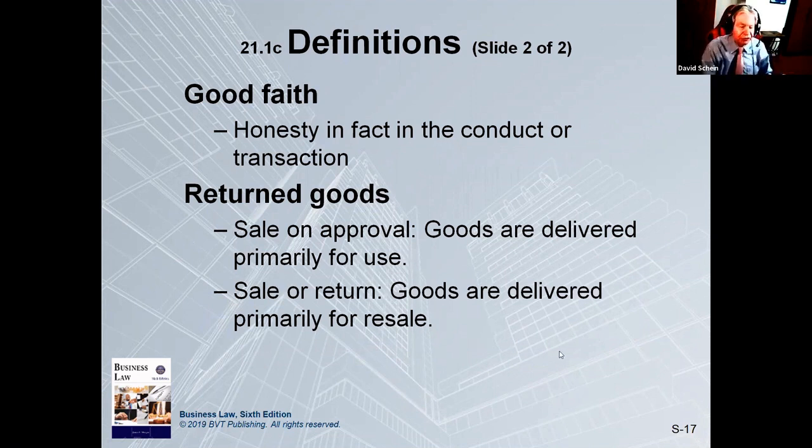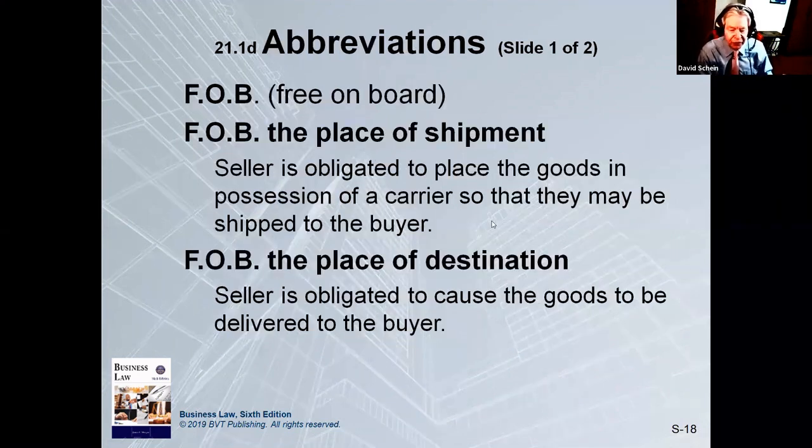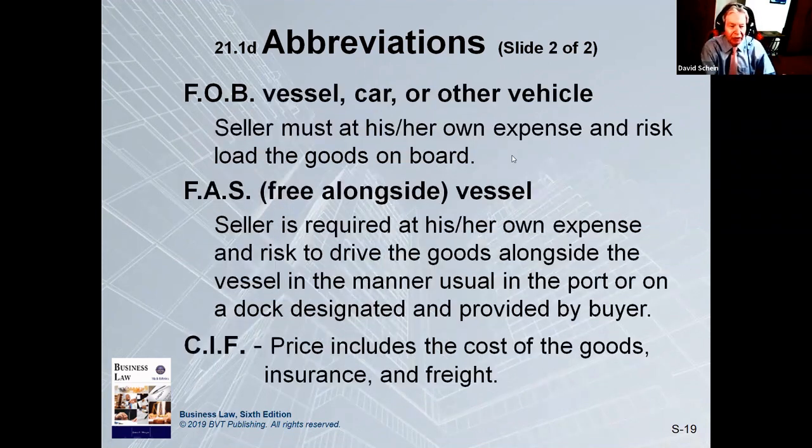Now, these are some very important abbreviations. Free on board, which we talked about in Module 3, comes back here. Free on board place of shipment. This is obviously the preference of the sellers. And then free on board the place of destination, that's obviously the preference of the buyers. And then free on board vessel, car, other vehicle.